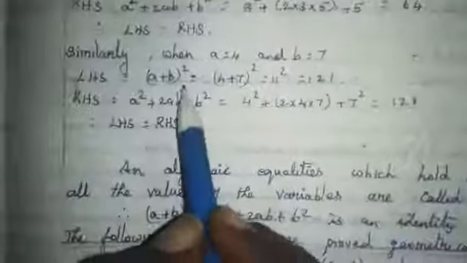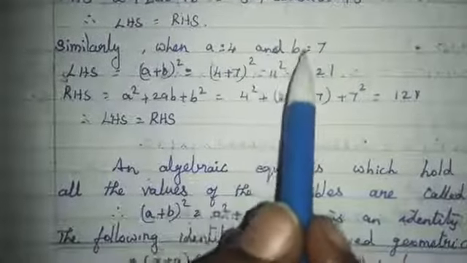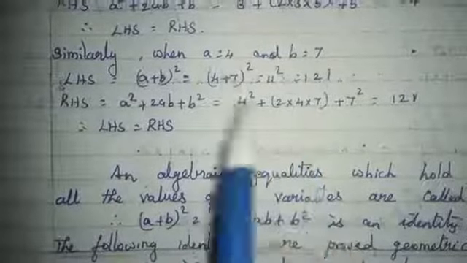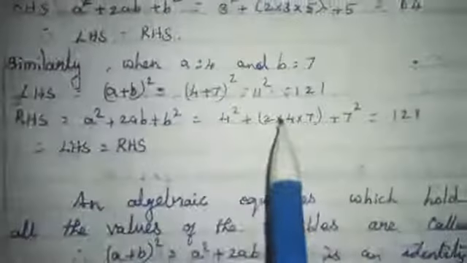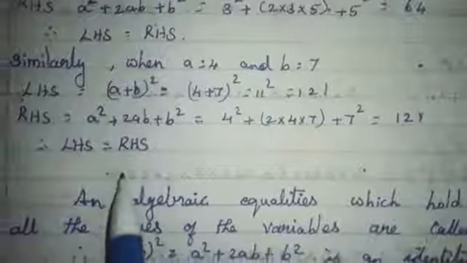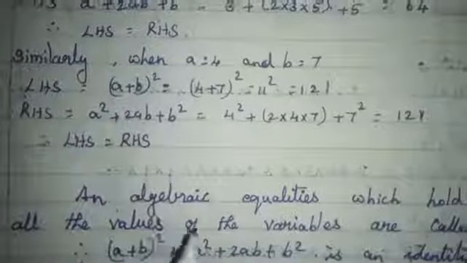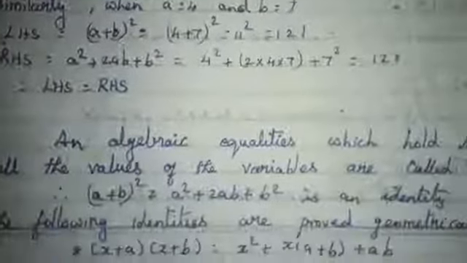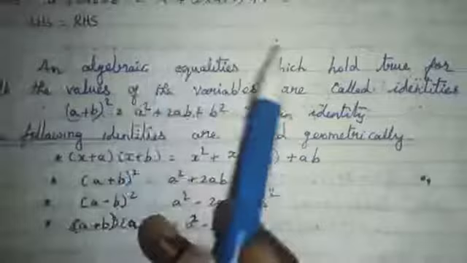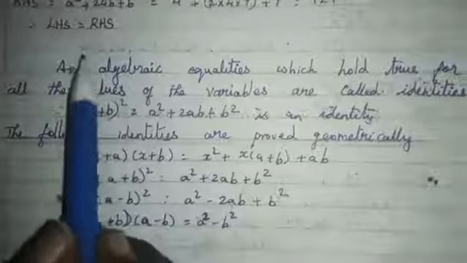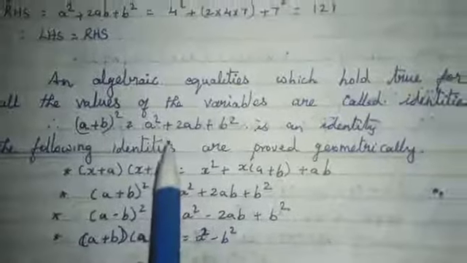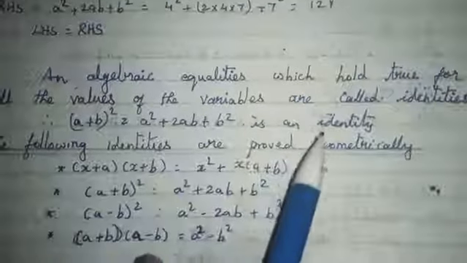Similarly, when a equal to 4 and b equal to 7, we get the LHS value as 121 and the RHS value also as 121. Therefore, LHS is equal to RHS. Such an equality which is true for every value of the variable is called an identity. Therefore, here a plus b whole square is equal to a square plus 2ab plus b square is an identity.